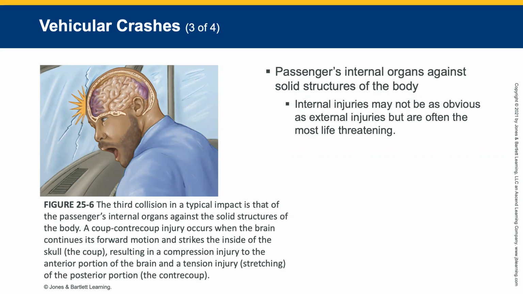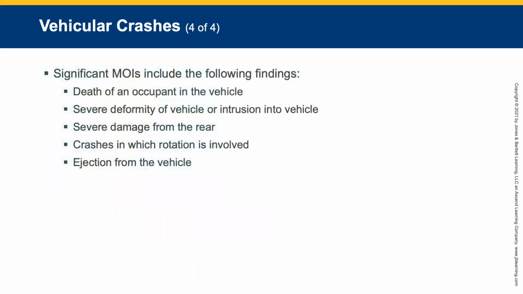Significant MOIs are suggested by death of an occupant in the same vehicle, severe deformity of a vehicle or intrusion to the vehicle. Intrusion means, say the vehicle normally measures 5 feet wide. Well, now if you look at the car and the car is 2 feet wide, that's considered intrusion because it shrank the size of the vehicle. Moderate intrusion from a lateral accident, severe damage from the rear, crashes in which rotation is involved, which means they spin in circles, and ejection from the vehicle.